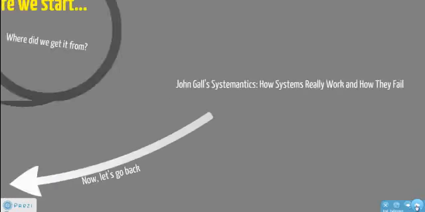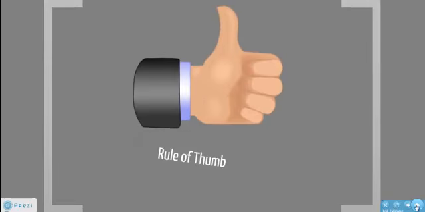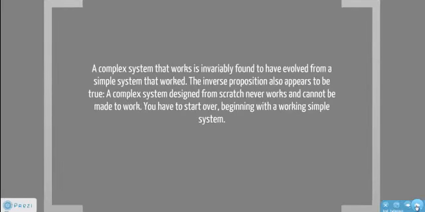So, what is Gall's Law? Well, it's a rule of thumb law that states a complex system that works is invariably found to have evolved from a simple system that worked. The inverse proposition also appears to be true. A complex system designed from scratch never works and cannot be made to work. You have to start over, beginning with a working simple system.